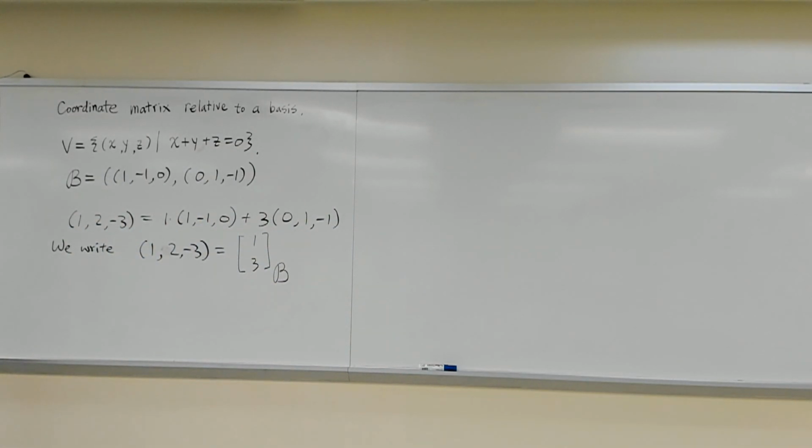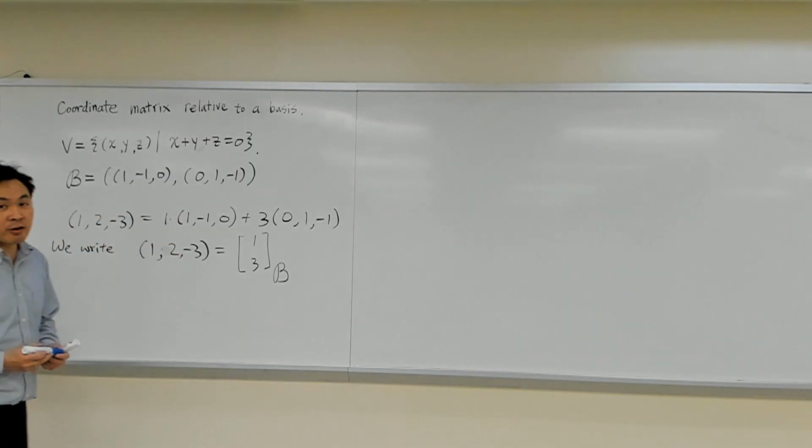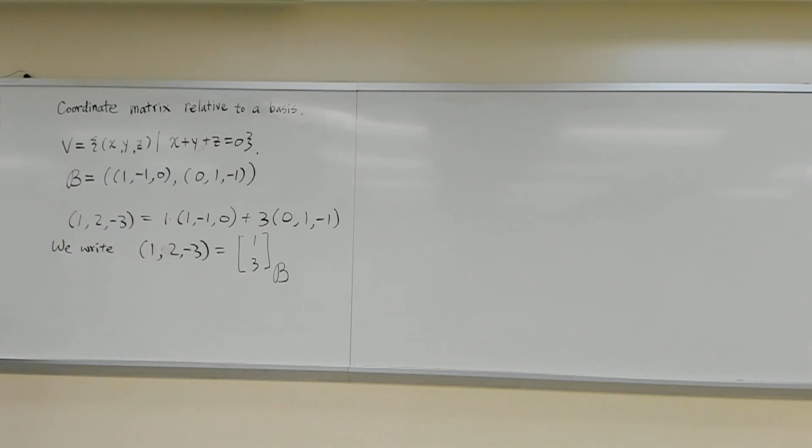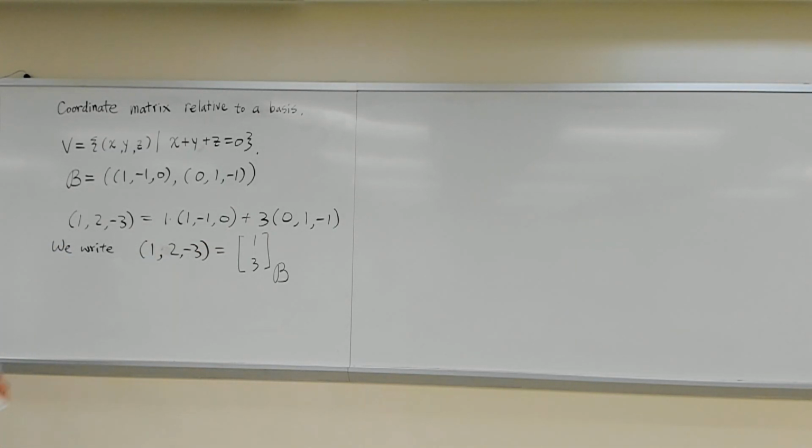Okay. And this here is known as the coordinate matrix relative to a basis. Okay, so if you pick a basis, it gives you a representation of this point in the vector space as a matrix.